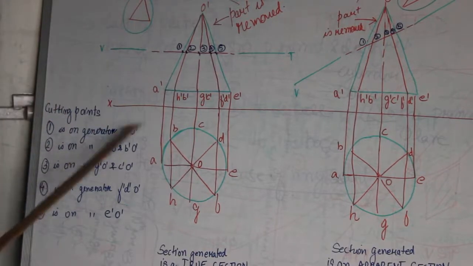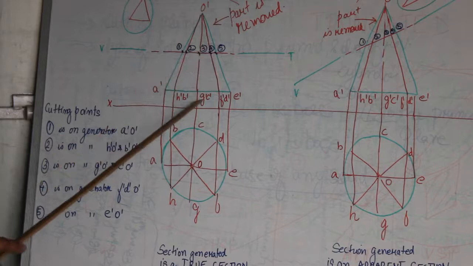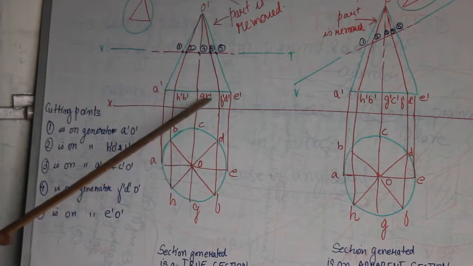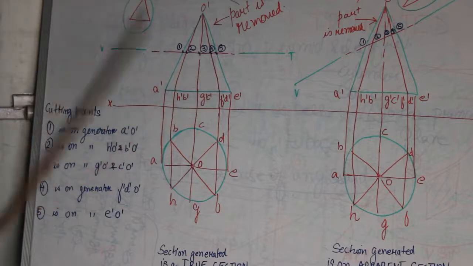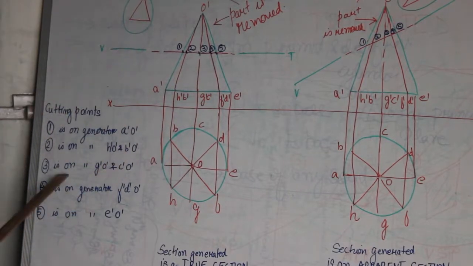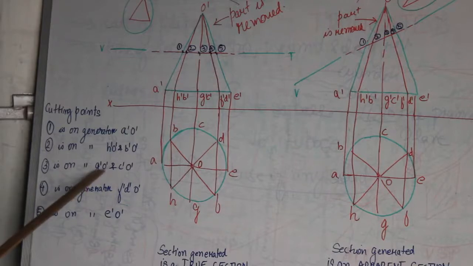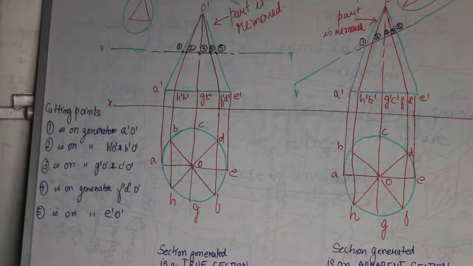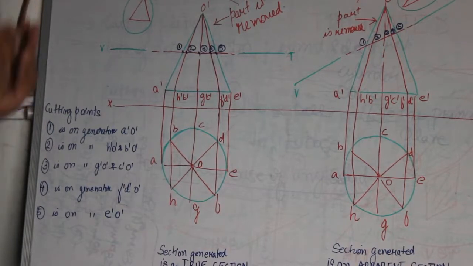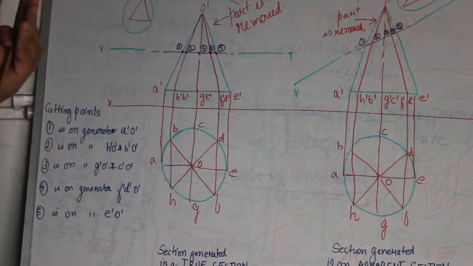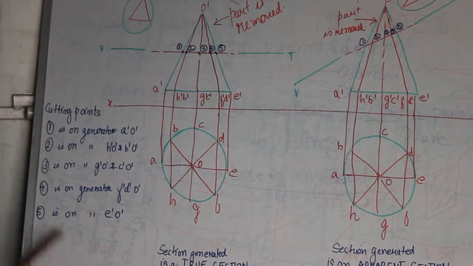3, the third cutting point is here, coming right on the axis of the solid, as well as the generators G dash O dash and C dash O dash. So the third point is on G dash O dash and C dash O dash. Likewise, the axis of the solid passes through the center of the cone, and both the generators are coming in one same line along with the axis of the solid.